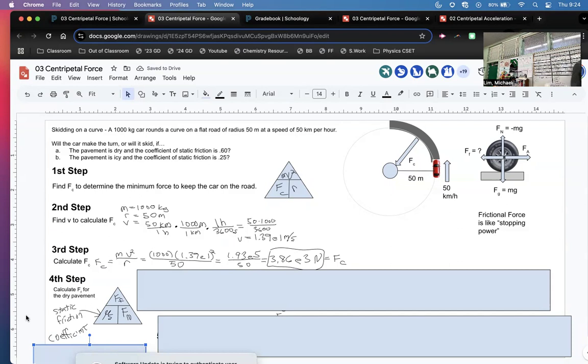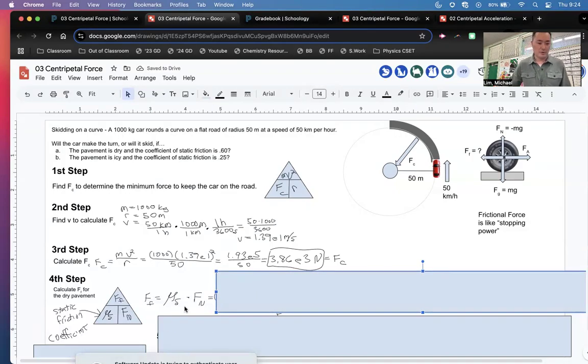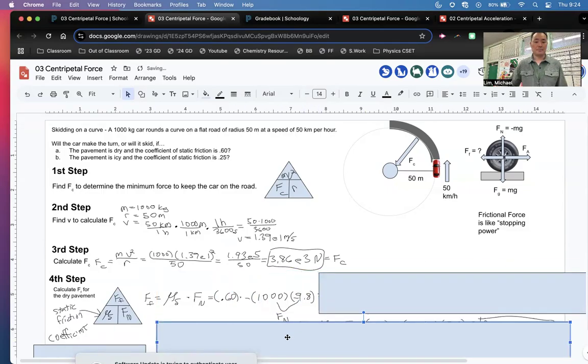And then force of normal, we already know that, right? So let's just plug it in. If we want to find force of friction, you're going to end up multiplying the static friction coefficient times normal force. You plug in 0.60, the frictional coefficient for a road that's dry. We're going to multiply that by negative mass times negative acceleration, which is gravity. That's our F sub N. And then we get an answer.